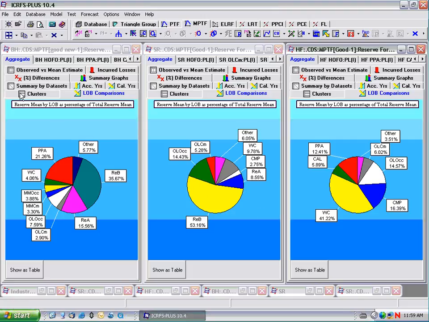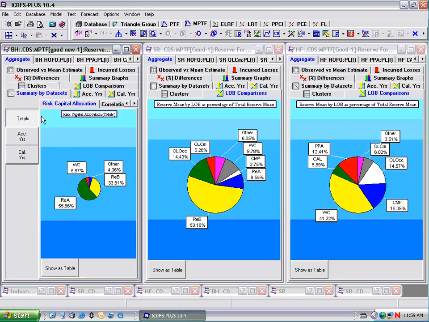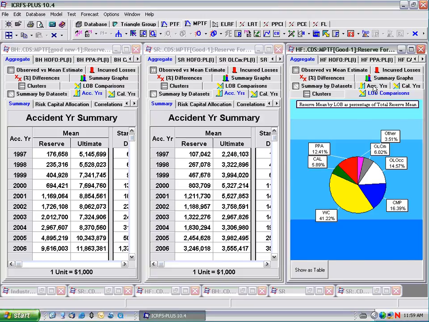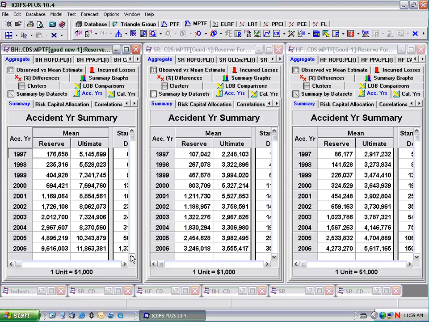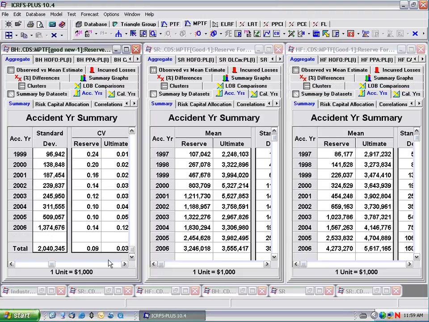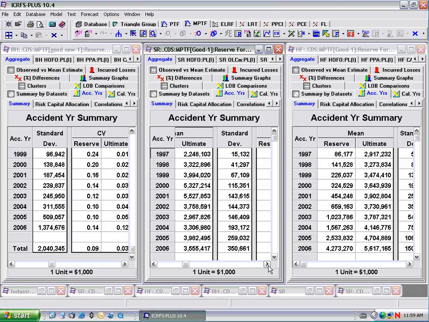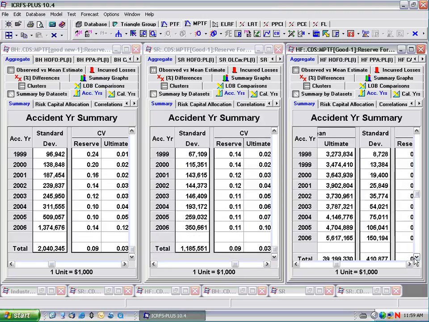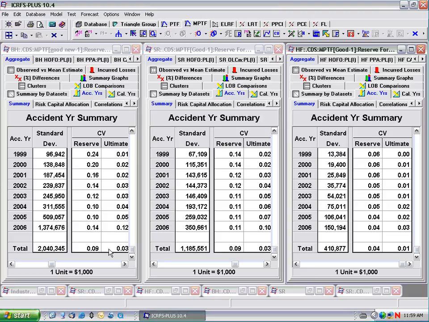Why don't we look at summary by data sets and accident years, and just check out the coefficient of variations. It's 9%. Could have done that in the graphs. 9%. And Hartford will be much less, 4%.